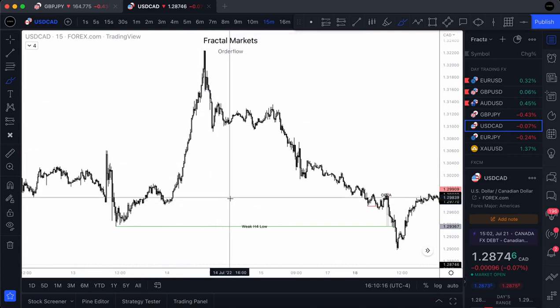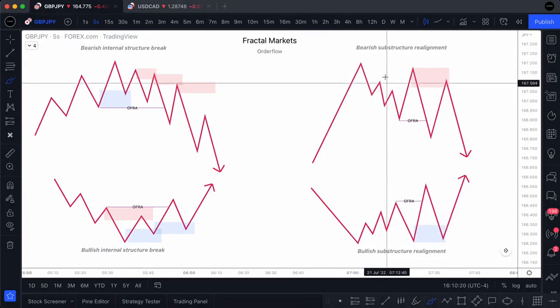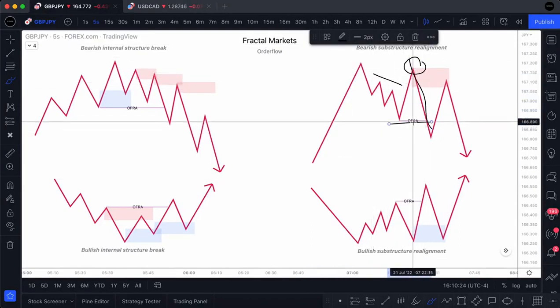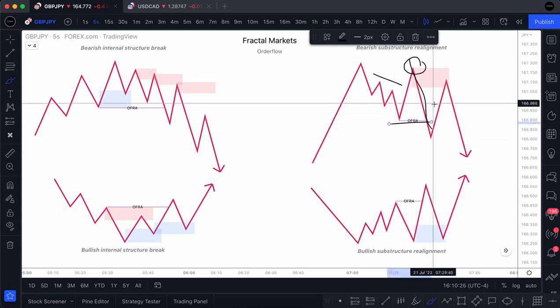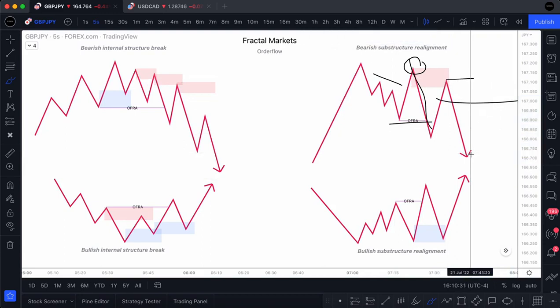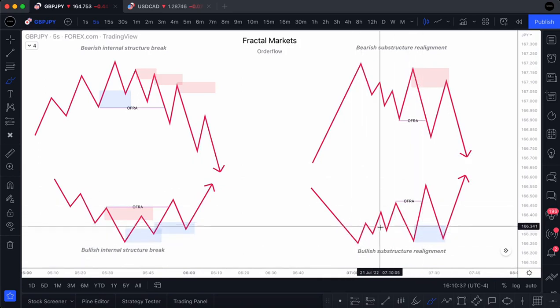So it's just one of these things where typically on a higher time frame sweep, you're going to see something along the lines of this: liquidity built, taken, pushed down, showing that order flow has in fact realigned, breaking substructure, and then creating supply chains to be able to continue in that pro order flow direction. So same thing on the flip side of things, looking at a bullish substructure realignment.